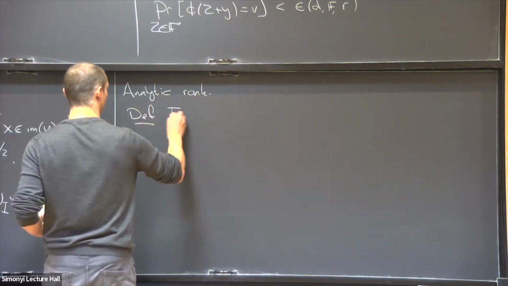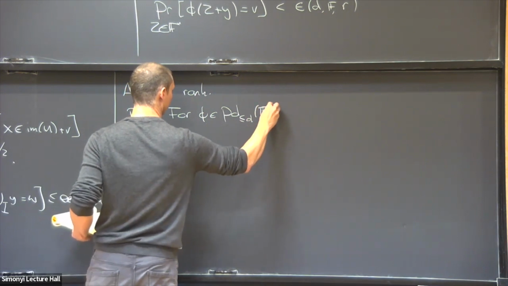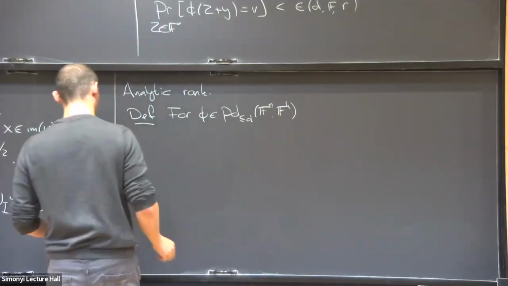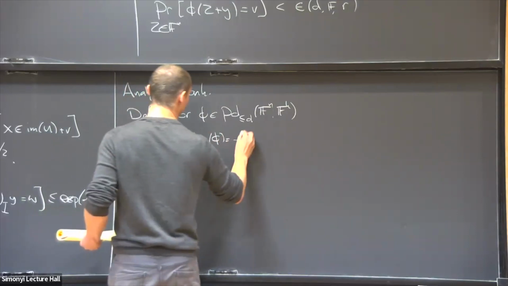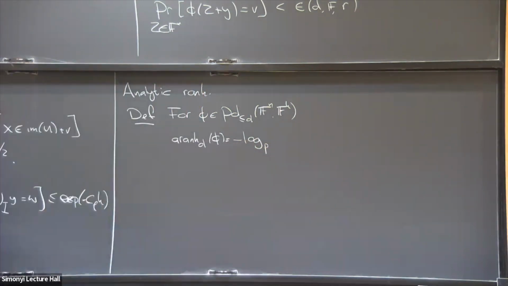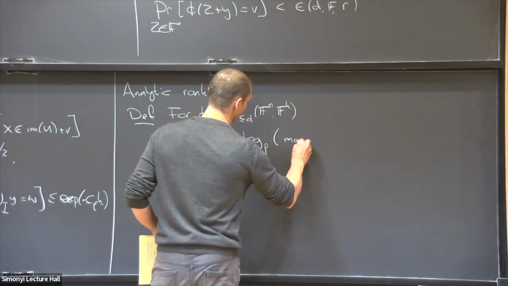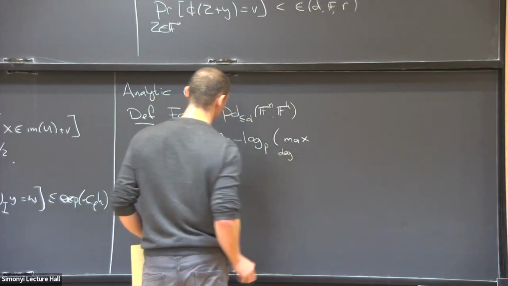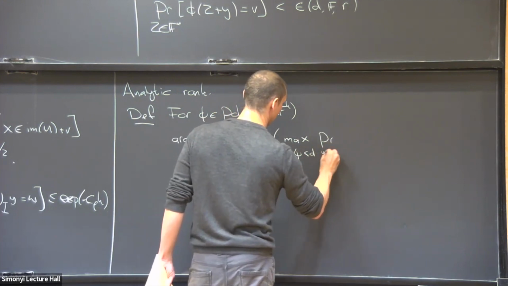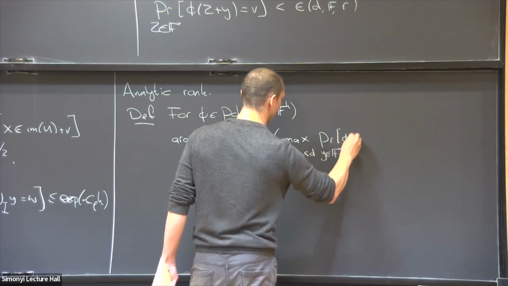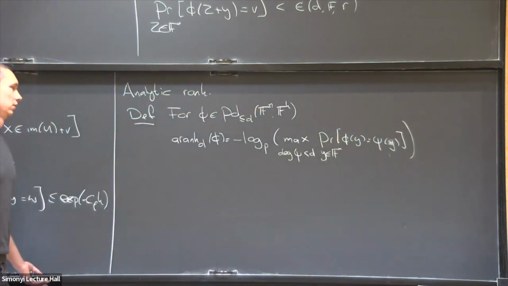So for a polynomial map phi of degree at most d, we define the analytic rank, rank sub d of phi, as minus the logarithm base p of the maximum, taken over polynomial maps psi whose degree is strictly smaller than d, of the probability over a uniform vector y that phi of y is equal to psi of y. Here p is the characteristic of the field I'm working over; I'm just suppressing it to lighten the notation. Give you a moment to parse this.